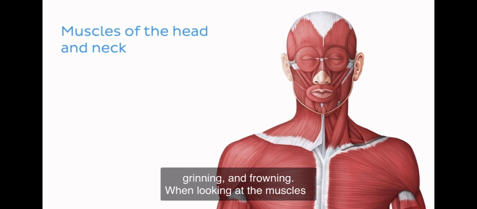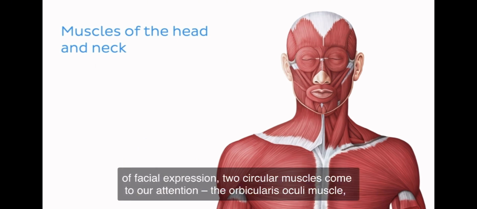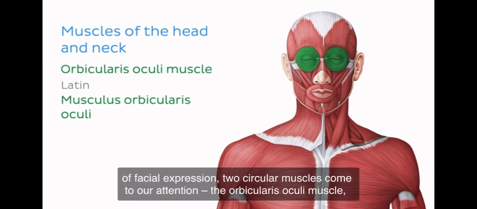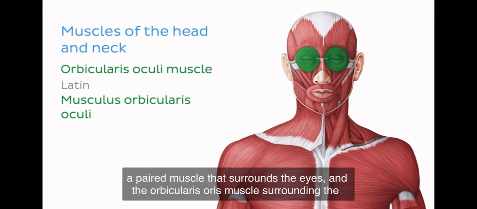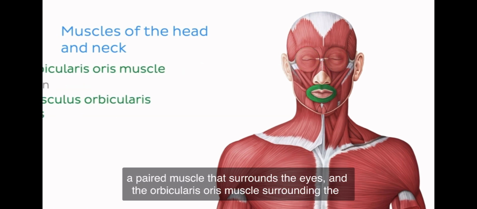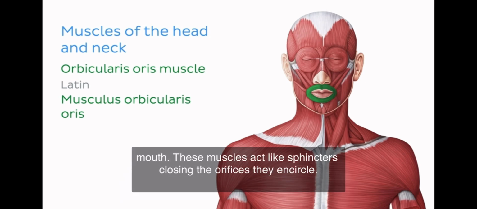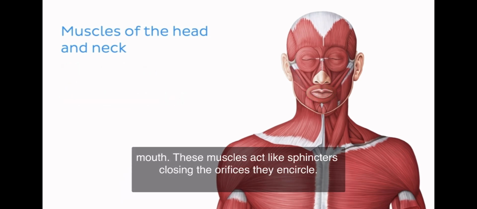When looking at the muscles of facial expression, two circular muscles come to our attention: the orbicularis oculi muscle, a paired muscle that surrounds the eyes, and the orbicularis oris muscle, surrounding the mouth. These muscles act like sphincters, closing the orifices they encircle.